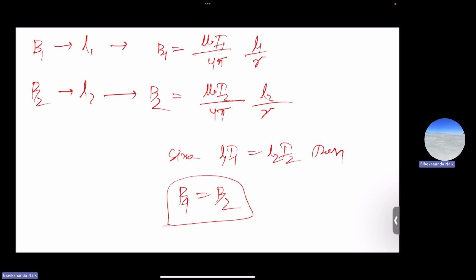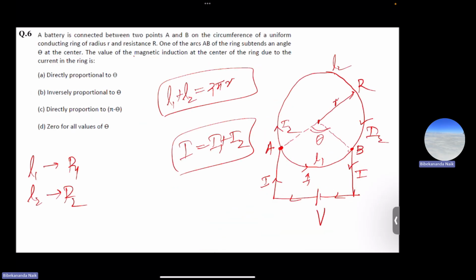So the net field at the center is 0, because the current flows in opposite directions. The net field at the center is 0. So the value of the magnetic induction at the center of the ring due to the current in the ring is 0 for all values of theta.